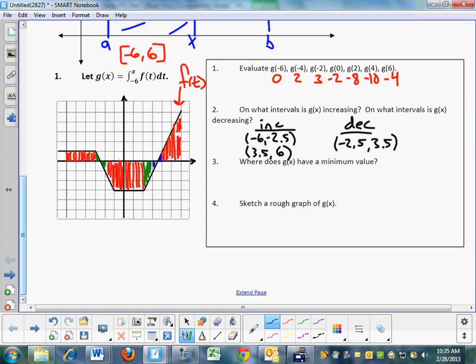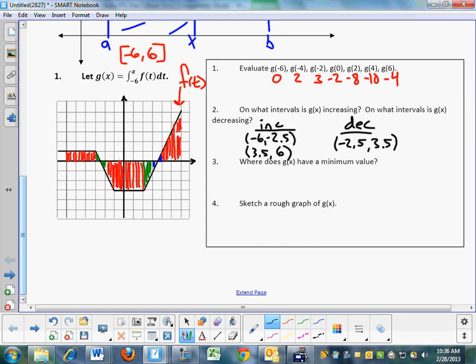Think about it, you guys. G is the sum of the area. If I start at negative 6, if I go from negative 6 to negative 6, what's the area right away, we said? 0. Does it ever go below 0? Yeah, so we know that that's not a minimum.